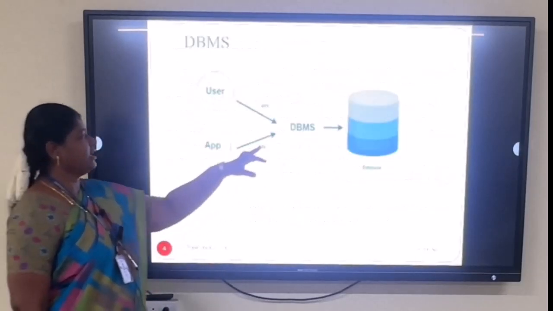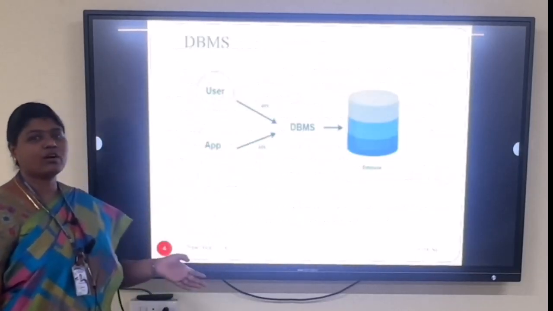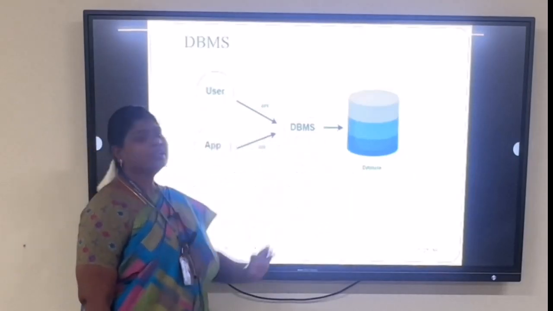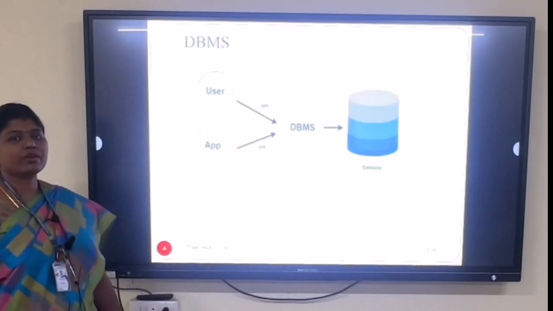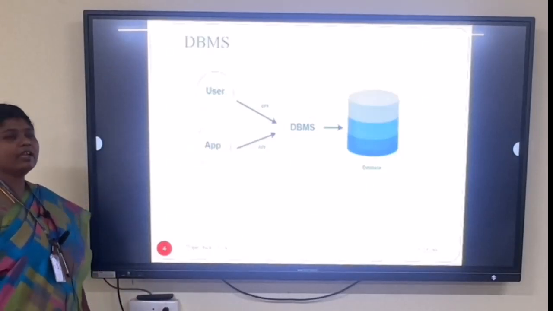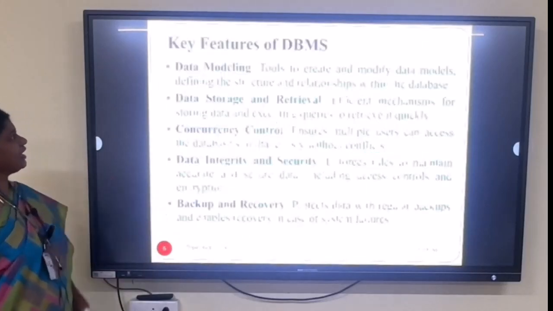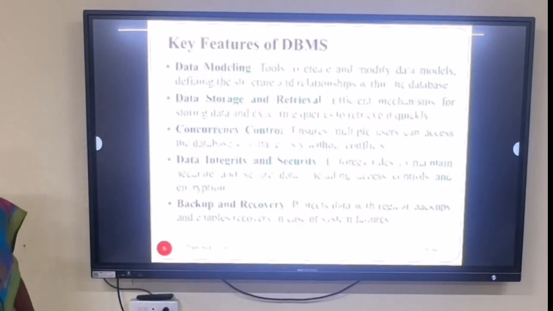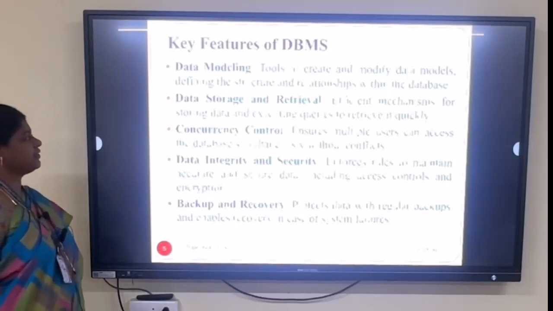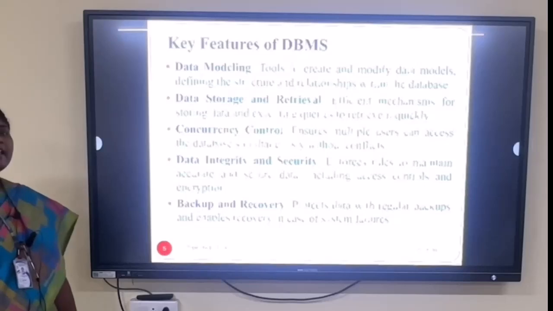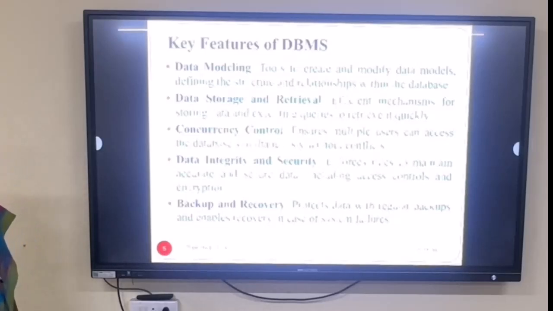So here DBMS means storing of data and retrieval of data. So that is stored in some kind of storage devices, so that we are able to retrieve it easily. Key features: first is data modeling, next is data storage and retrieval, next is concurrency control, next is integrity and security, next is backup and recovery.